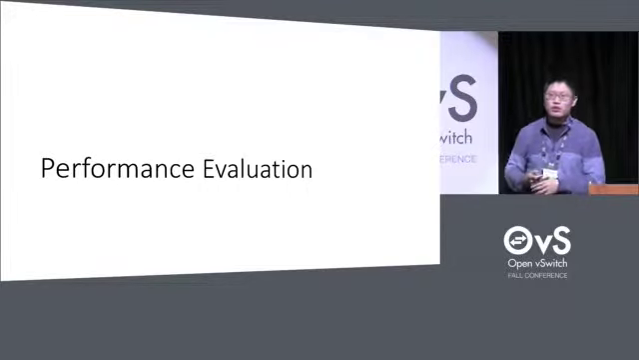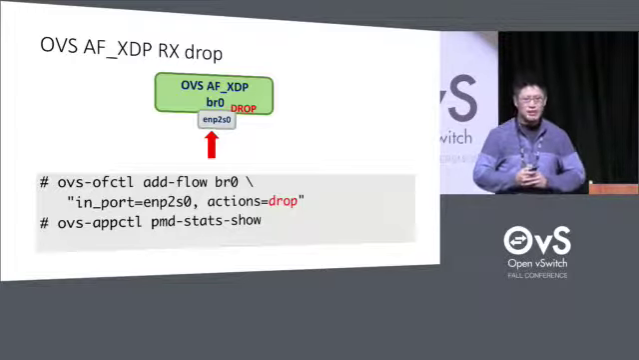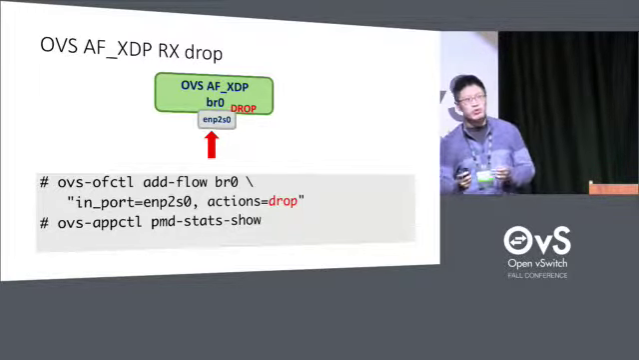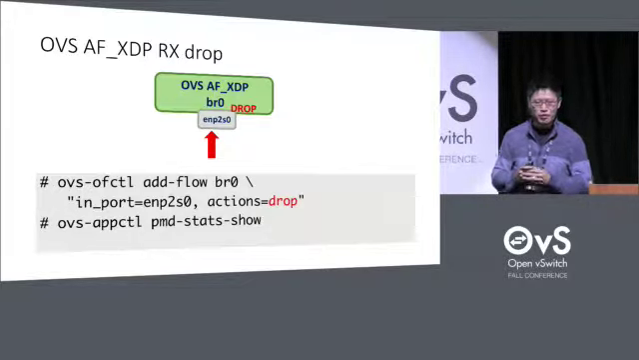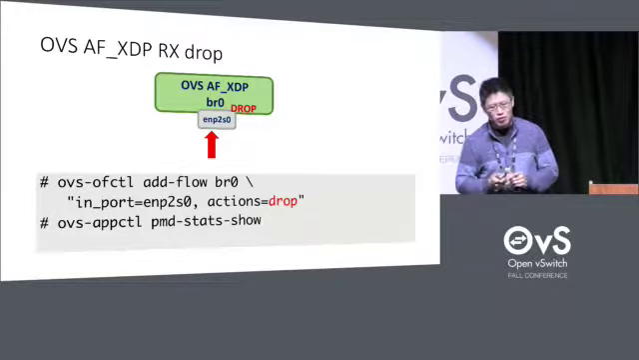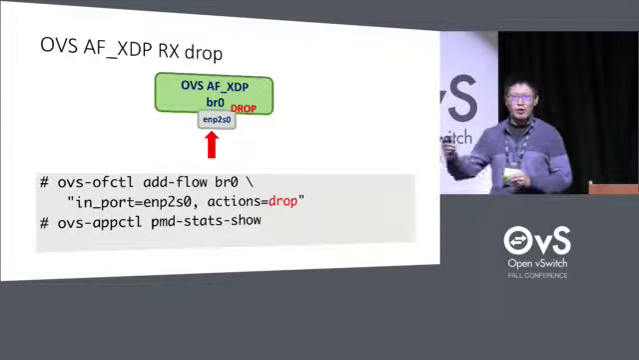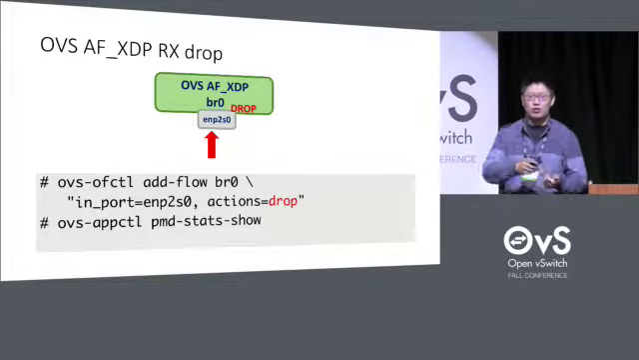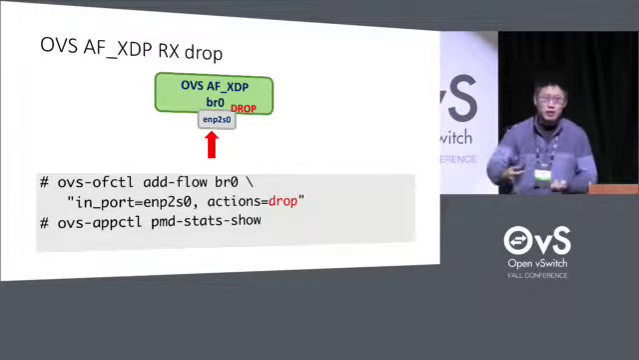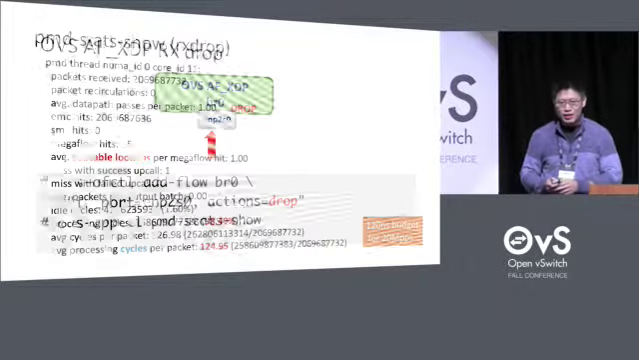With these optimizations, we start to measure the performance. First is very simple. We create a bridge, br0, and attach a device, ens2f0. We install a single flow, saying in_port equals this ens2f0, and the action is drop. When packets come in at 20 million packets per second, we obviously still do parsing: extract the flow key, look up the flow table, and then the action is drop. We want to see how fast we can go.